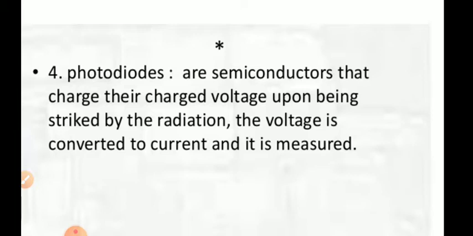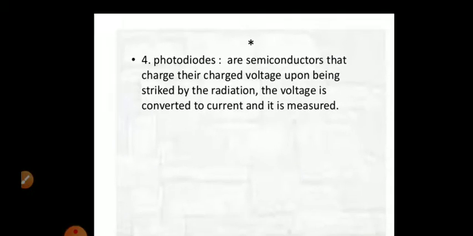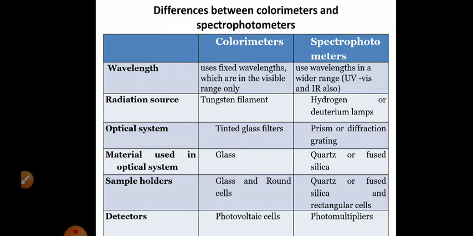The other type of detectors used are photodiodes. They are semiconductors that change their charged voltage upon being struck by radiation. The voltage is converted into current and it can be measured. So these are the various kinds of detectors that are used in a UV visible spectrophotometer.